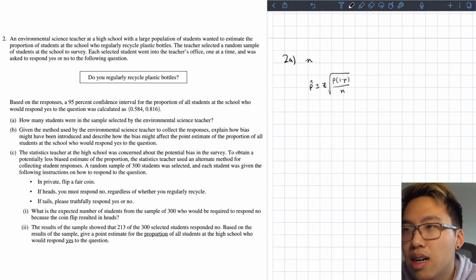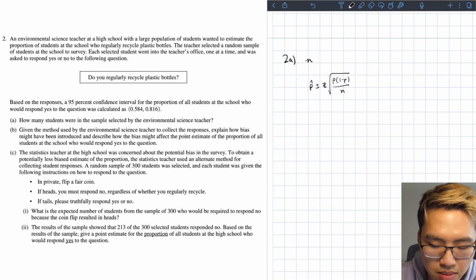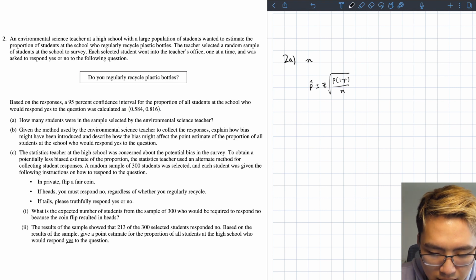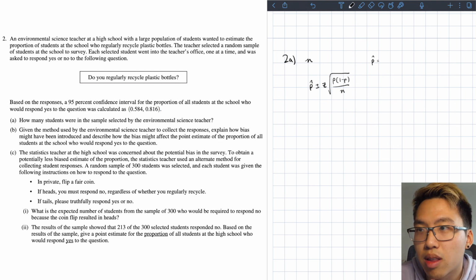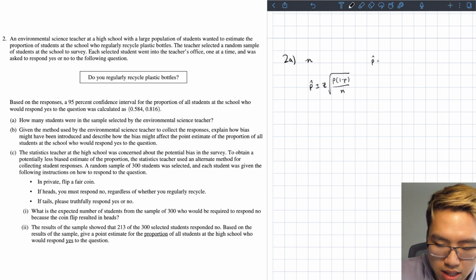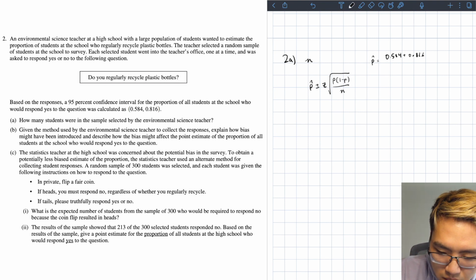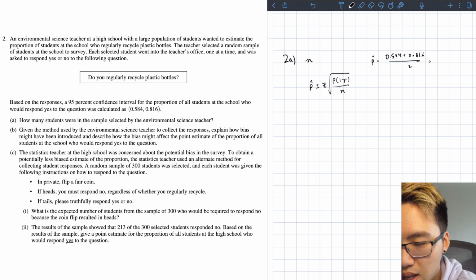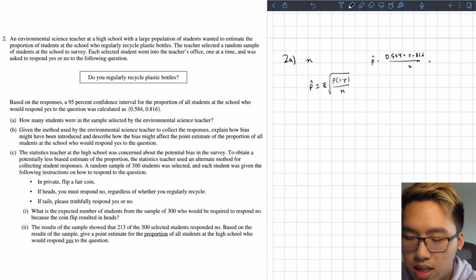Actually, let's check the formula sheet. Yeah, okay, great. So this is how you write the formula for a confidence interval, and we can actually calculate our proportion. With confidence intervals for proportions, it's pretty much the middle of the confidence interval. Because it's the middle, we can just do 0.584 plus 0.816 divided by 2. I'm just going to use my calculator to calculate that.